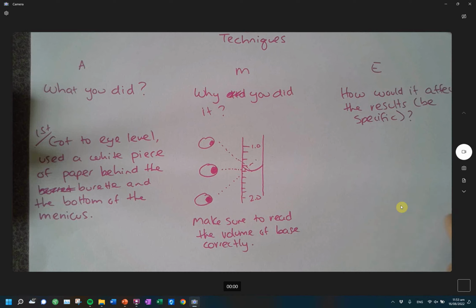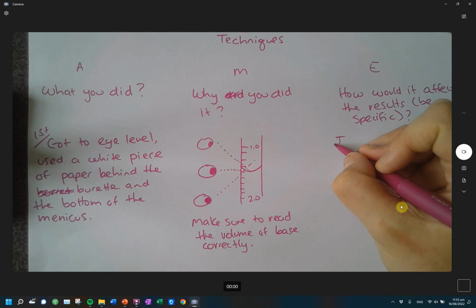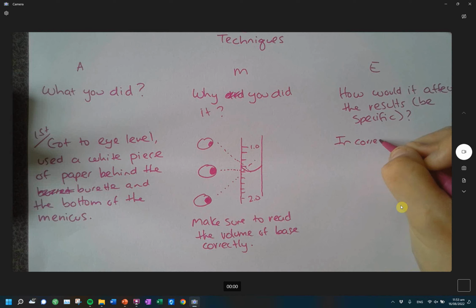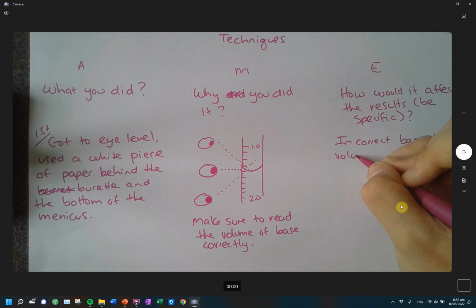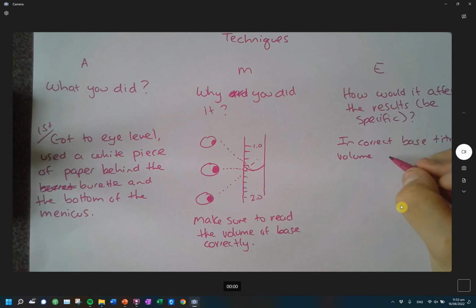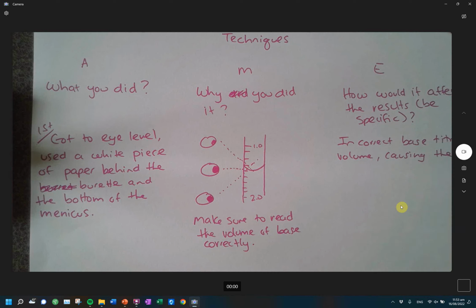Okay? So how did it affect the results? You would have an incorrect base titrate volume, causing the mole calculation to be incorrect.